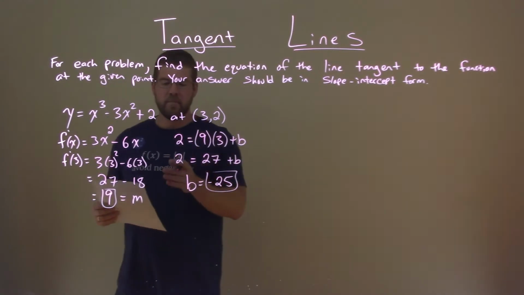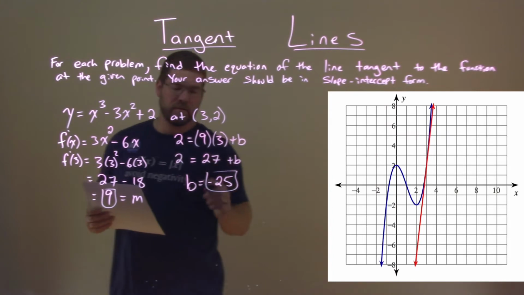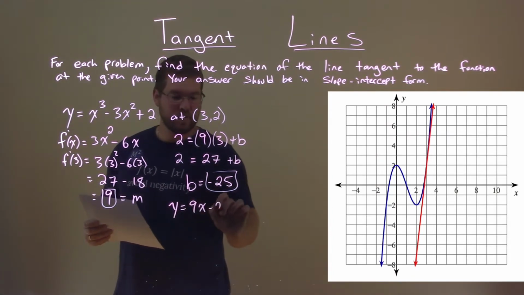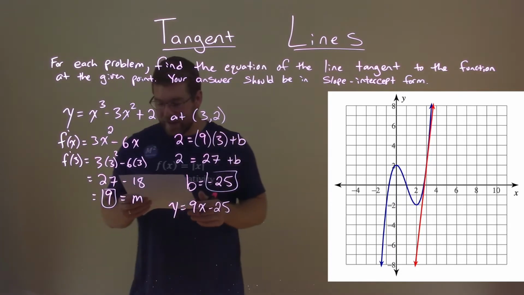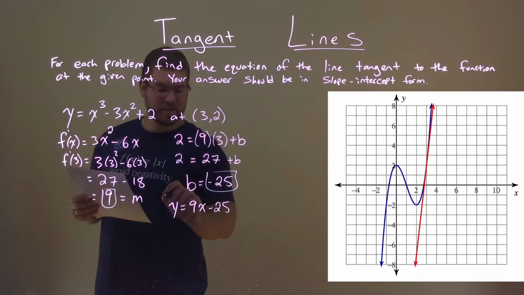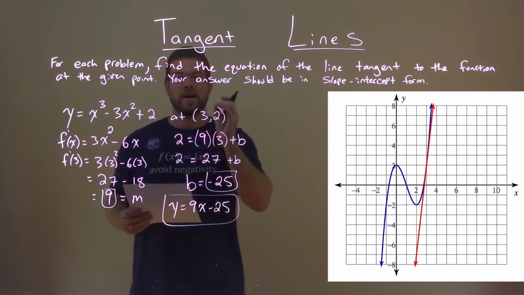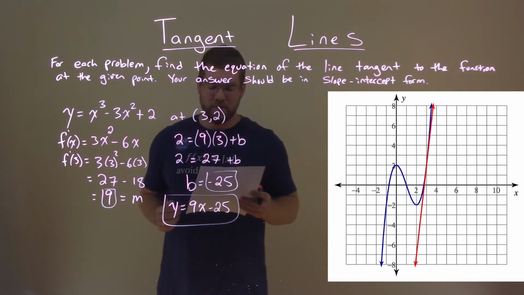Well, we have our m value and our b value, so we can write the equation of the line: y equals 9x minus 25. That's the equation of our tangent line, the line tangent to the function at (3, 2), and again, that's our final answer.